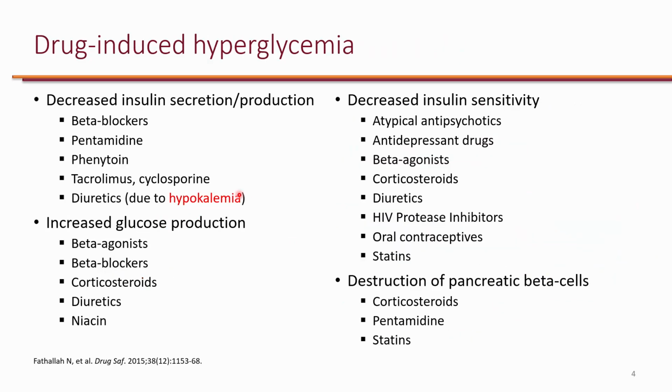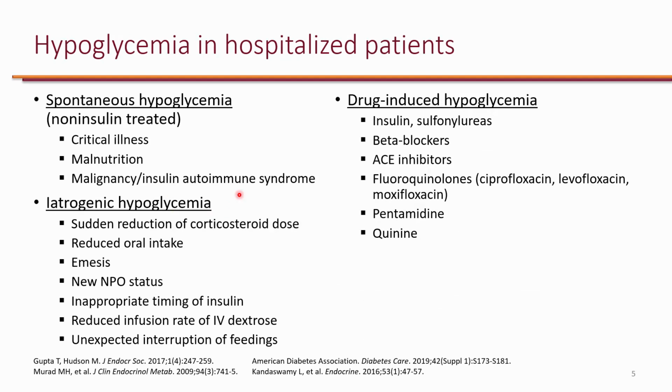Now, it's not to say that anybody who's taking these drugs will have hyperglycemia, but these drugs can occasionally cause hyperglycemia in patients. Another issue in hospitalized patients is hypoglycemia. In fact, some patients can actually have spontaneous hypoglycemia, and that can be due to critical illness, due to malnutrition, or due to other causes like malignancy and autoimmune syndrome. There are also some drugs that can cause hypoglycemia occasionally. And of course, there's iatrogenic hypoglycemia. So for example, patients who are not allowed to eat because of their illness or because they have a procedure coming up, or patients who are vomiting, can have hypoglycemia, especially if they have diabetes.